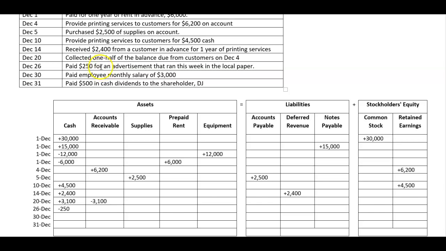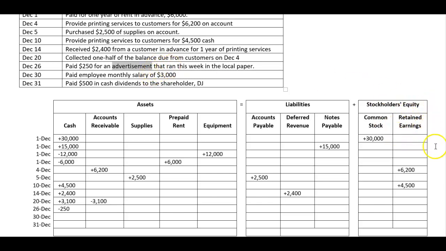Now, why did our cash go down? We ran an advertisement this week in the local paper. Well, advertisement would be an expense, so that would be an advertising expense to us. That's part of the cost of generating revenue. By advertising, we get our name out there, we lure customers into our company, hopefully. So advertising would be an expense. It's the cost of generating revenue.